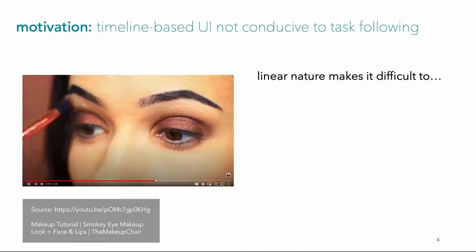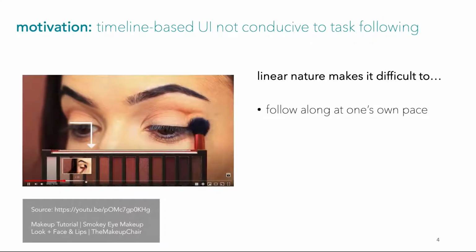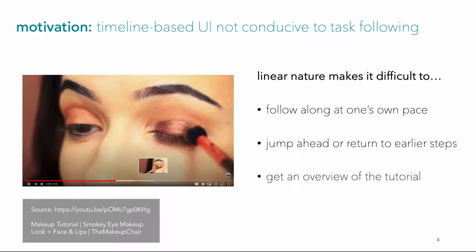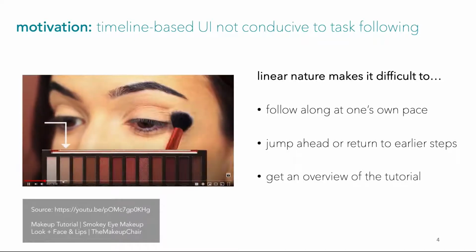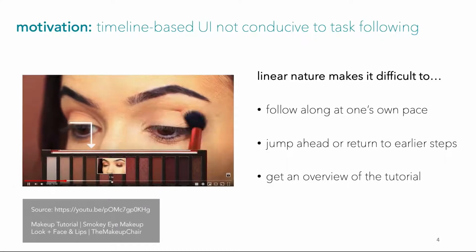In particular, the linear nature of the timeline makes it difficult for the user to follow along at their own pace, jump ahead or replay steps since there are no step boundaries, or to get a sense of how many steps there are, what kind of makeup is applied, and more without watching the video through first.